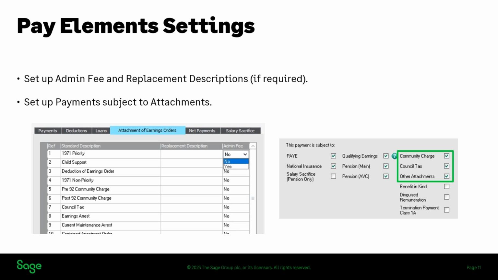Now you also have the option of adding replacement descriptions. So the standard descriptions are shown in that first column. A replacement description can be used, and that will replace this text on the pay slips and also on the screen when you're entering the payments. The other thing to do is to make sure that the relevant payments are set up to be subject to attachments. So there are some pay element settings for community charge, council tax, and all other attachments. So you'll need to make sure they are ticked for all of the payments that count towards attachable pay.